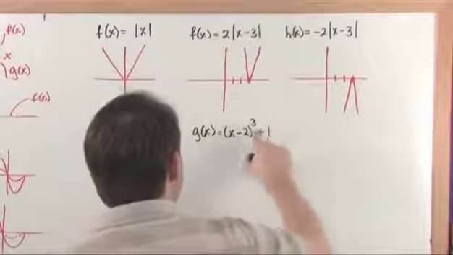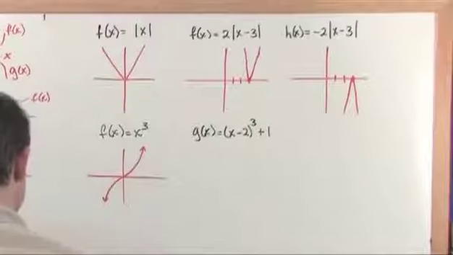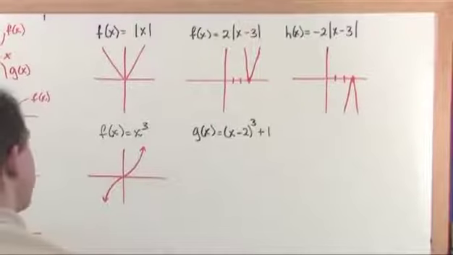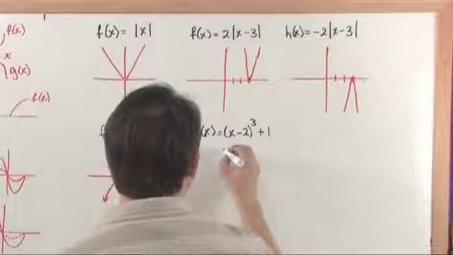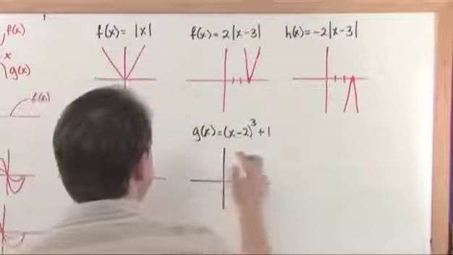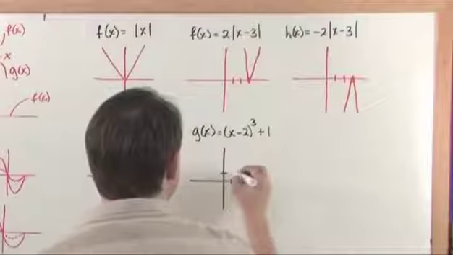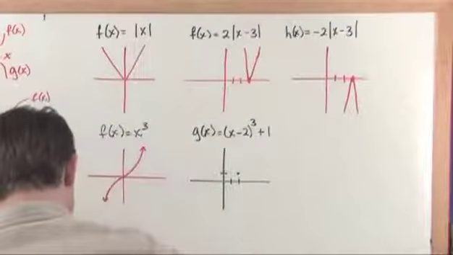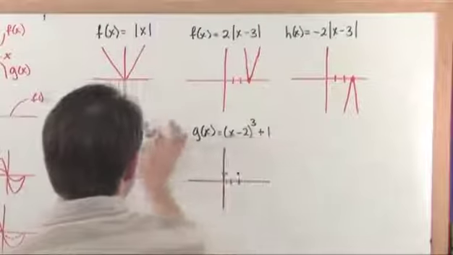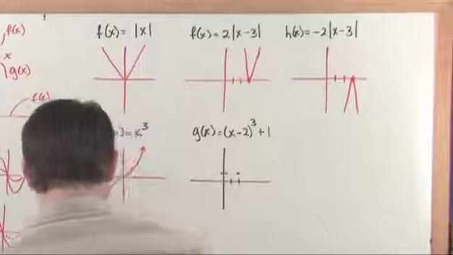Okay, and I'm also adding a constant 1 to this whole thing, so I'm going to be moving the whole thing up as well. Okay, so if I were going to plot this, I would say, well, I'm shifting my 0 point to the right, and I'm also shifting it up 1. So this is going to be the new 0 point. Okay, I'm taking this graph, I'm shifting it to the right 2 spaces, I'm shifting it up 1 space.